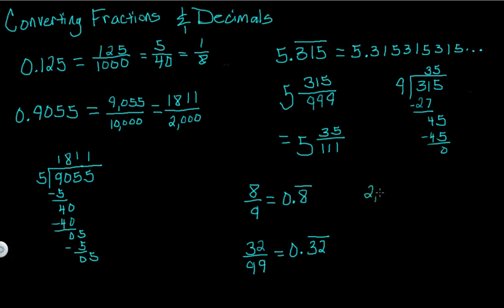So let's say we have 2,071 over 9,999. Can you guess what it will be? Well, you are exactly right. You're so smart. It's going to be 0.2071 repeating. All right, so that is how we convert fractions into decimals and decimals back into fractions.